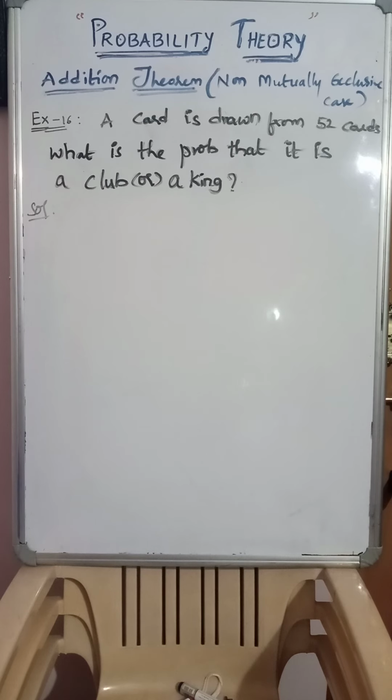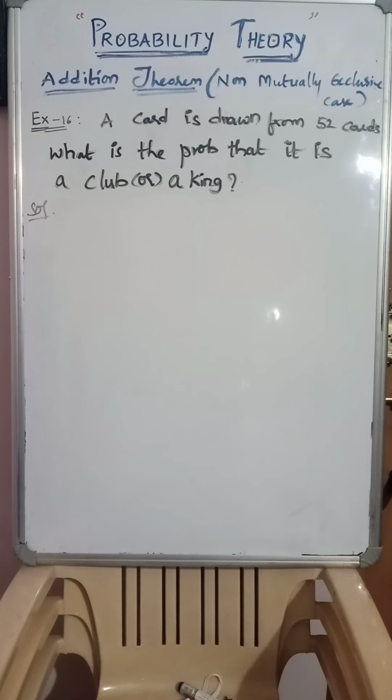Look at this problem now. A card is drawn from 52 cards. What is the probability that it is a club or a king? Again, look at the playing cards pattern. 52 cards, in that 26 red and 26 black. Again, in red color 13 hearts and 13 diamonds, having cards from king to number 10, and in black cards 13 clubs and 13 spades.